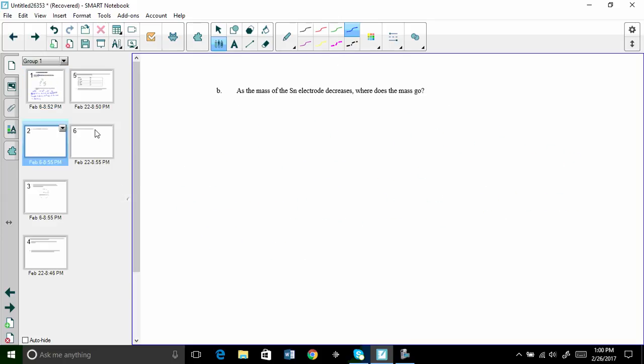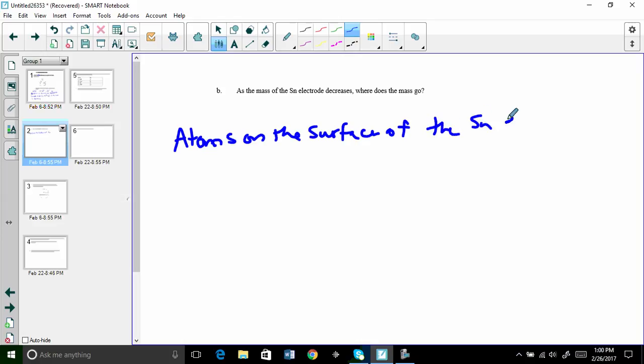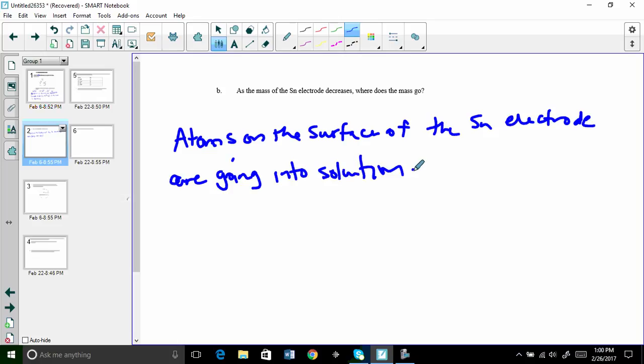as the mass of the tin electrode decreases, where does the mass go? The atoms on the surface of the tin electrode are going into solution, or they're dissolving, however you want to say that. Okay, this is not bad.